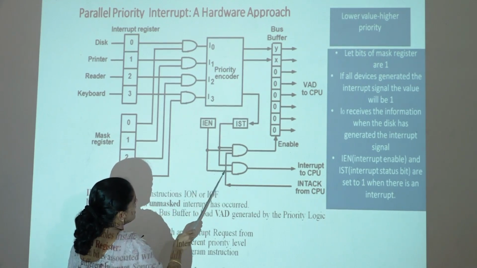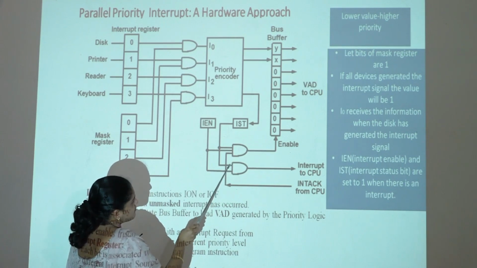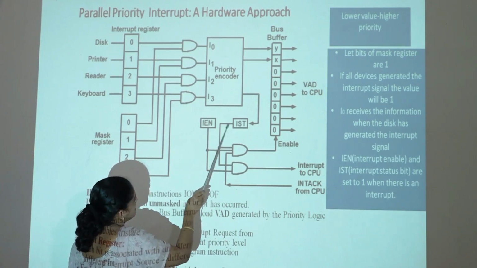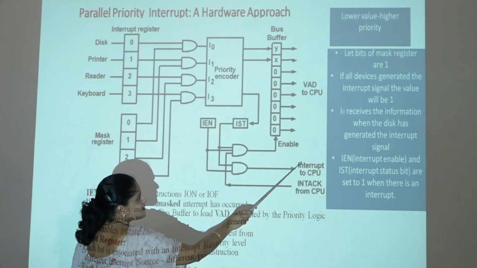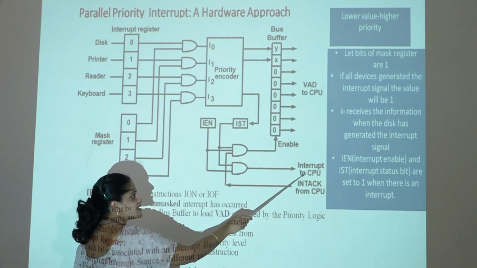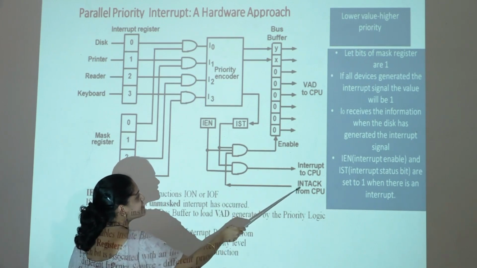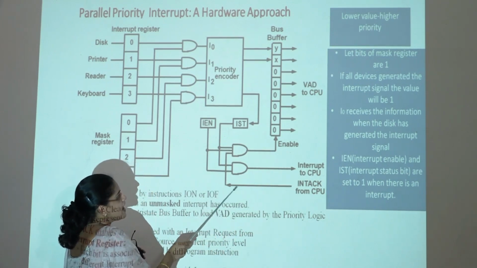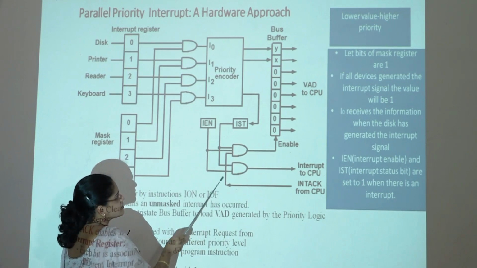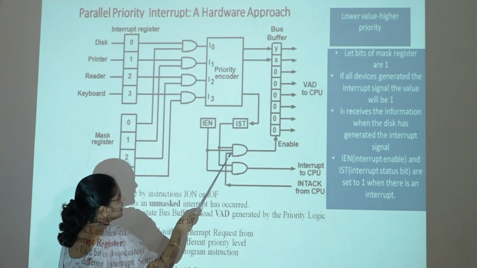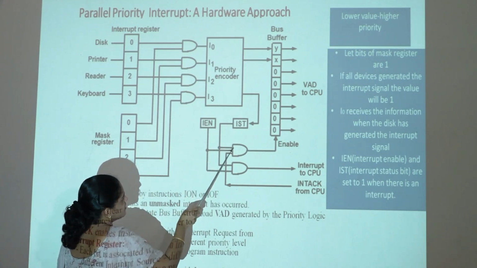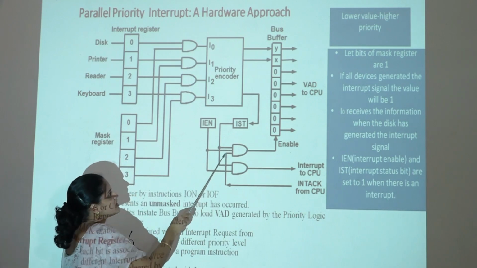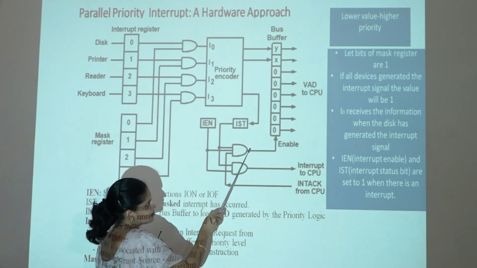So these two are given as inputs. Whenever both the interrupt enable and the interrupt status bit are 1, it will interrupt the CPU. Whenever it interrupts the CPU, the CPU sends an interrupt acknowledgement signal, and that is also a 1, given as an input to the other AND gate. Along with this, the IST bit is also given as input, as well as the IEN bit. So whenever it receives an acknowledgement, this bit will also be 1.